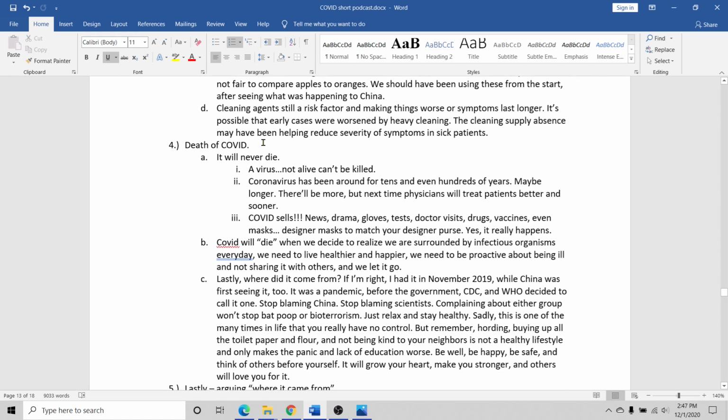So people keep asking, when will we see the death of COVID? Well, it will never die. Go back to video 1. It's a virus. Viruses are not alive, so they can't be killed. Okay? Coronavirus has been around for tens, if not hundreds of years, maybe even longer. There'll be more. Again, it's a part of the normal common cold causative agents: respiratory syncytial virus, rhinovirus, parainfluenza, and coronavirus. So we're going to see COVID.